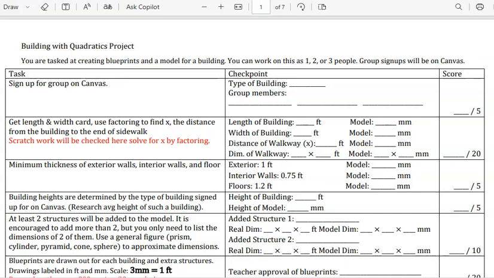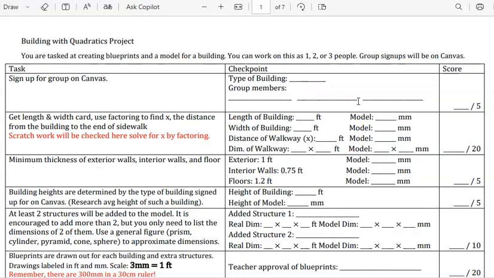Building with Quadratics project. Your task is creating blueprints and a model for a building. You can work on this as 1, 2, or 3 people. Group signups will be on Canvas. You want to transfer all of your answers from this packet onto this page.